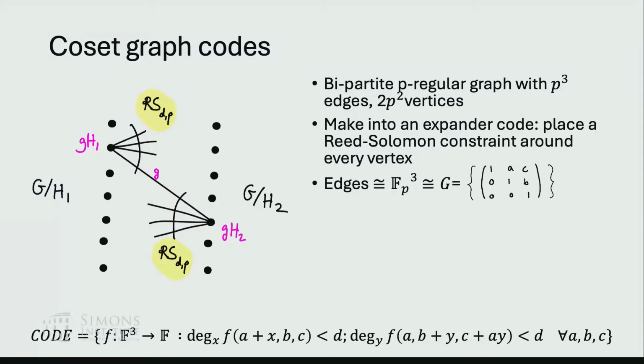And similarly, from the other side, it looks a bit less clean, but it's again just a line for every, I don't know, ABC, but there's only two parameters that really change. This is some kind of line, and it should have degree at most D. So this is what you get. You get some kind of code.